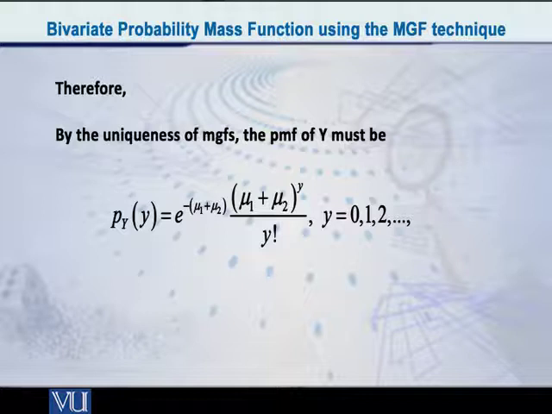So this is a very, very interesting way of finding the PMF of a transformed variable y based on original variables x1 and x2, whose MGFs are known, and if later we find that the MGF of this y is also of the same form, we conclude that this new variable also has the same distribution.